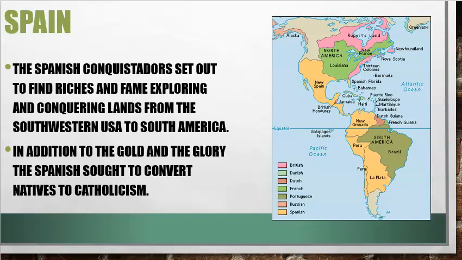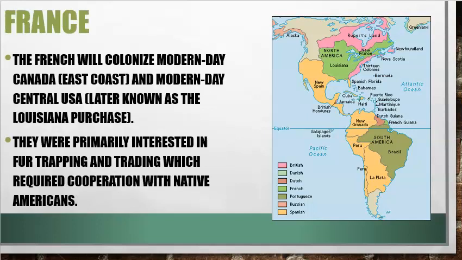Moving forward, let's talk about the French. France. So the French will colonize modern-day Canada and the central United States, the Louisiana Territory. But unlike the other nations, especially England, but also a little bit of Spain, they were not interested in living there. They were interested in economic gain. They wanted that gold more than anything.